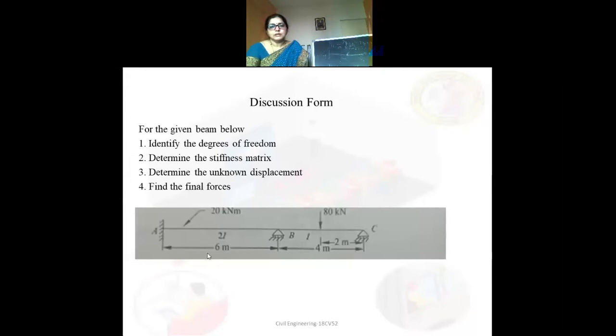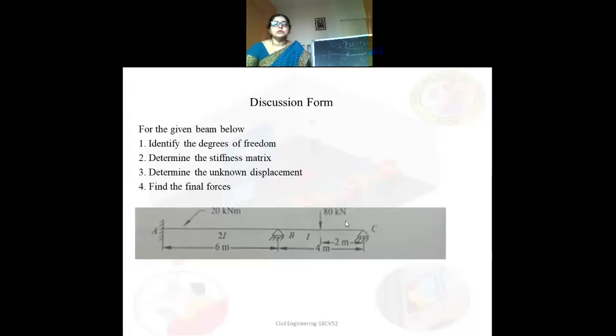Right, then you have to determine the final, for a restraint structure, what are the forces developed, then find out the stiffness matrix and find out the unknown displacements and find out the final moments. Okay, here from span A to B, you have a continuous UDL of 20 kilonewton per meter. The span length is 6 meter and the I value is 2I for span AB. For span BC, the I value is just I and the load is placed exactly at the center.